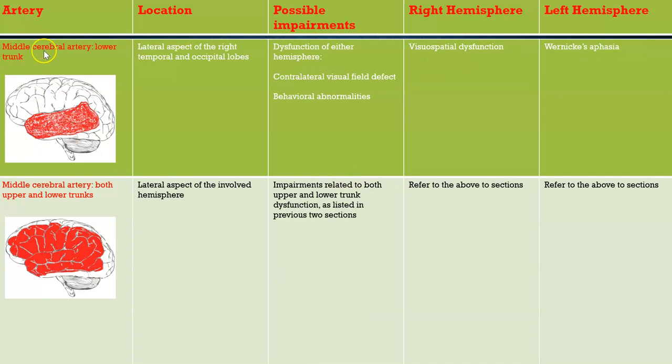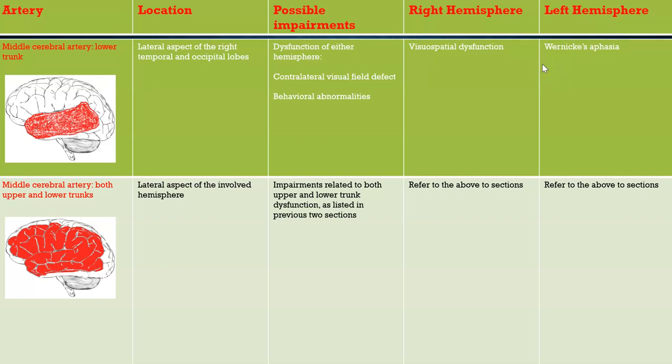Now, we discuss the MCA lower trunk. The lower trunk will cover the temporal and a little bit of the occipital lobe. Now, the possible impairments will be the contralateral visual field deficit. Again, a little bit of visual field. The temporal lobe is important. The visual tracts are passing from there. Behavior abnormalities, visuospatial dysfunction. Now, if it's the left hemisphere, again, the Wernicke's aphasia is on the left side.